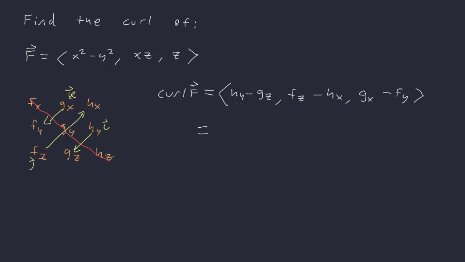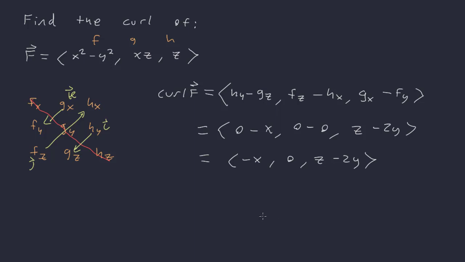So let's see what we get here. Let me label these. Here's my f, my g, and my h. Okay, so h sub y is going to be 0 minus g sub z, which will be negative x. F sub z will be 0 minus h sub x, which will also be 0. And then g sub x will be z minus f sub y, which will be z minus 2y. Okay, so we get the vector negative x, 0, z minus 2y. Okay, so that is our curl.